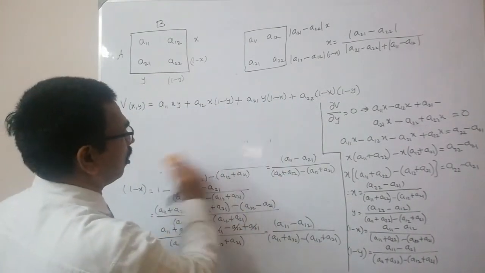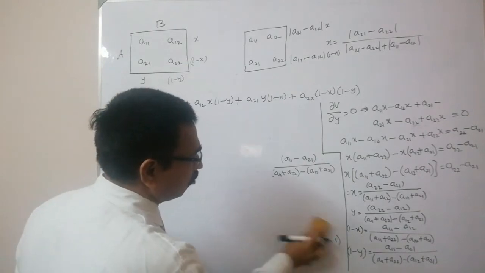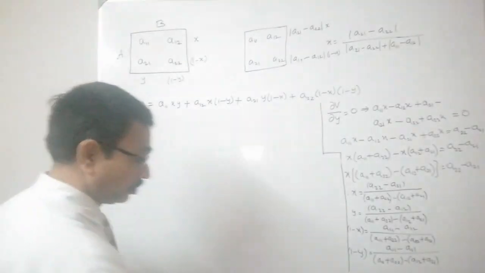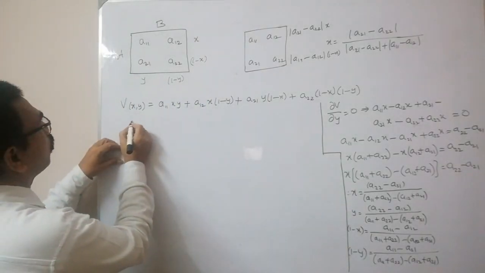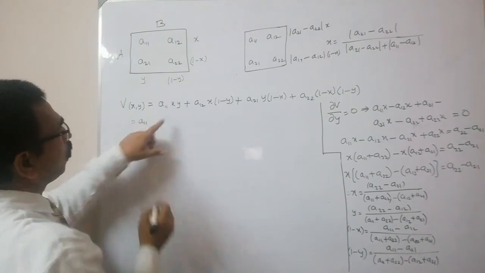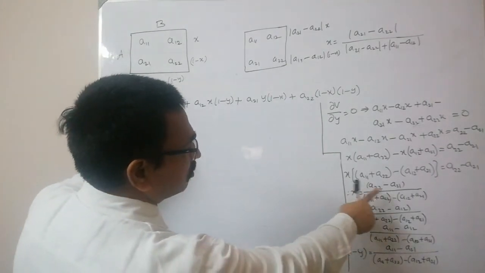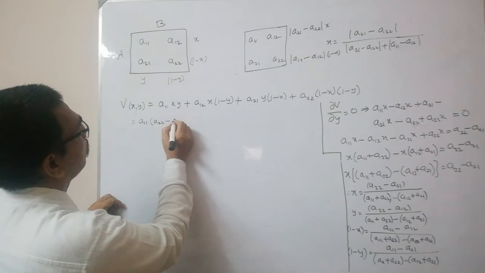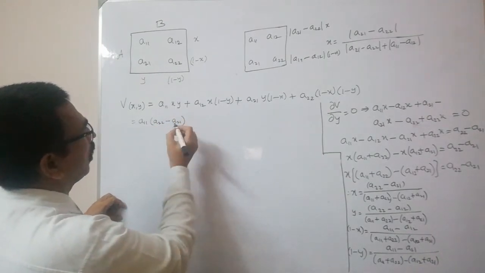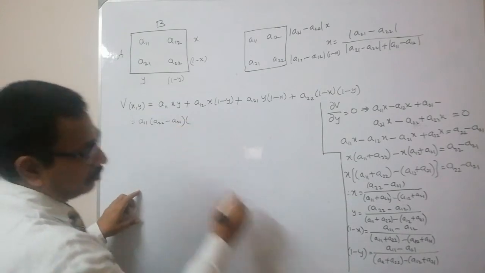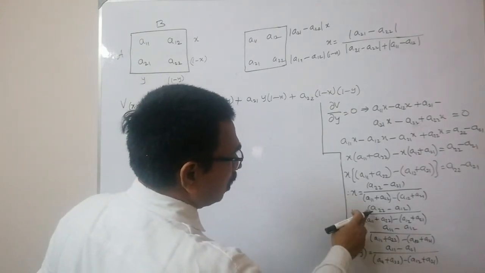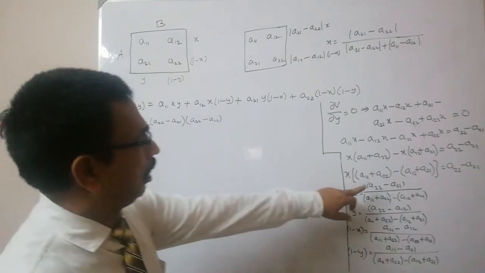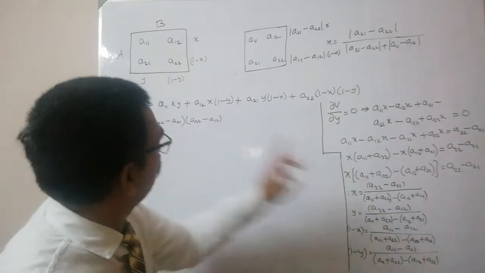Now quickly substituting for x, 1 minus x, y and 1 minus y in this expression for the value of the game, this is equal to a11 into x. X is a22 minus a21. Y, it is a22 minus a12. a22 minus a21, a22 minus a12.